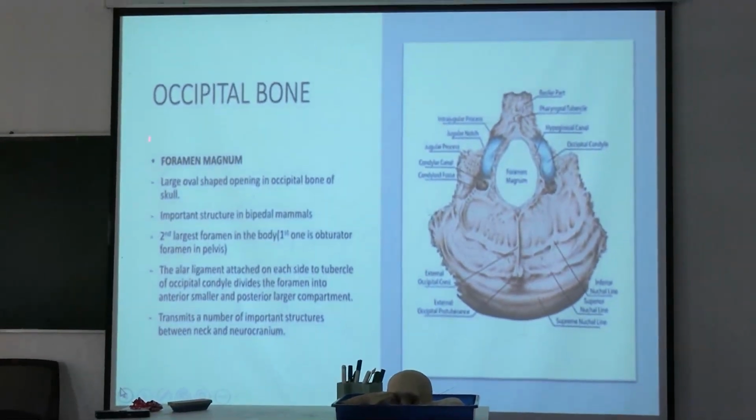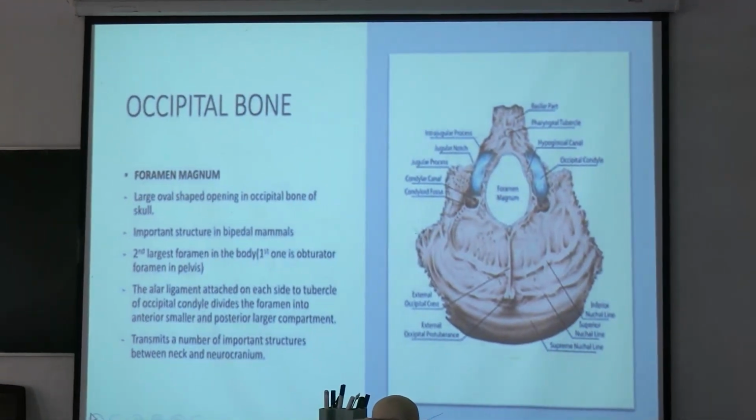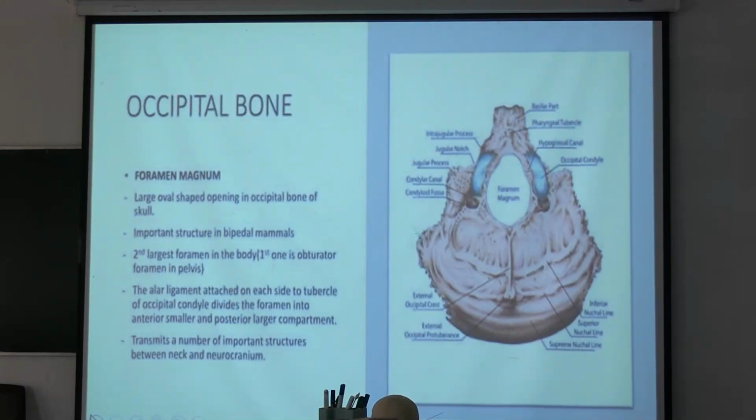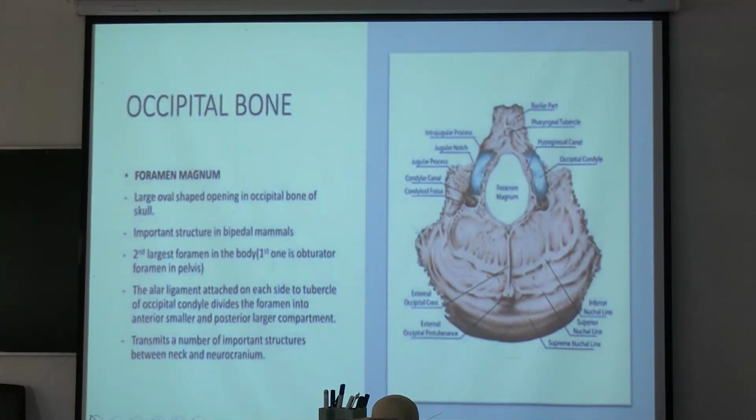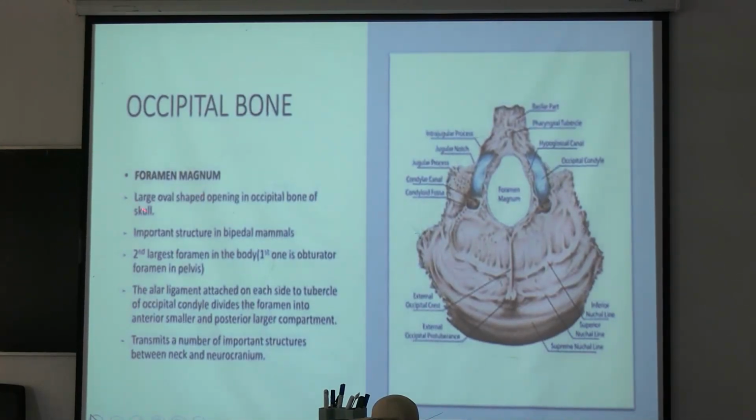Next, we are going to the occipital bone. In the occipital bone, the first and larger foramen is the foramen magnum. This foramen is very frequently asked in your viva, the structures passing through foramen magnum. Very important. It is a large oval shaped opening in the occipital bone of the skull. This is foramen magnum, an important structure in bipedal mammals. It is the second largest foramen in the body. The first one is the obturator foramen.